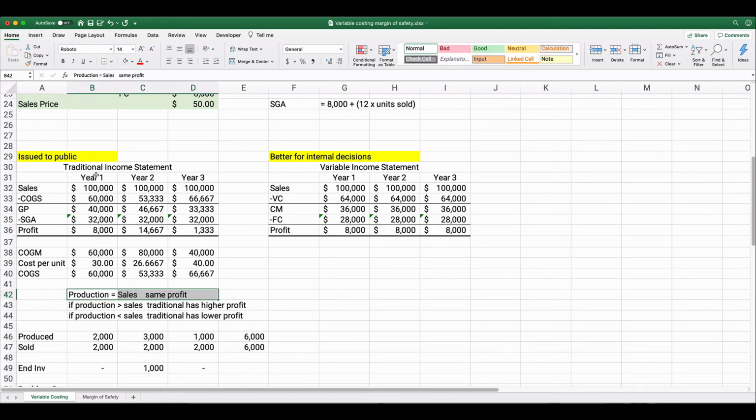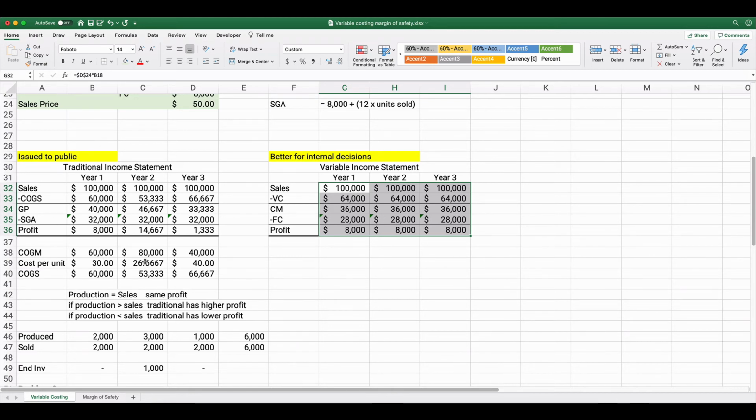But traditional is weird in the fact that you can produce more and generate a higher profit because of economies of scale. Variable costing does not allow you to do that. It's just a straight $8,000. If you produce whatever and you sell 2,000, then the profit's going to be 8,000 all the way across.